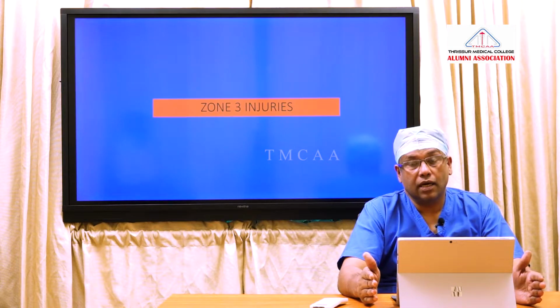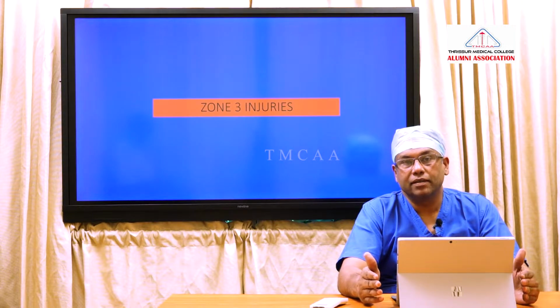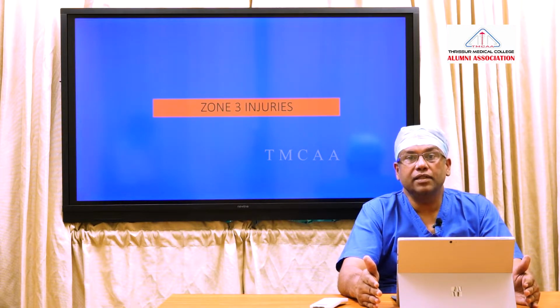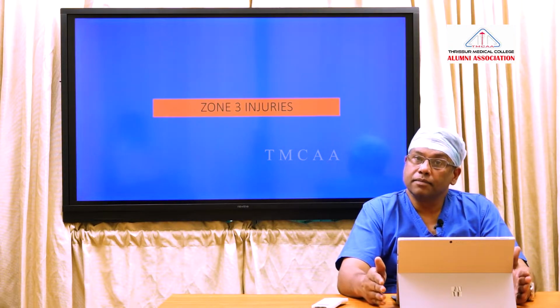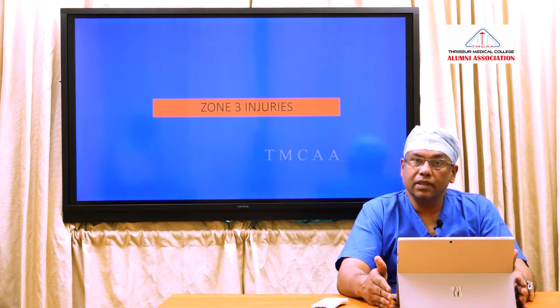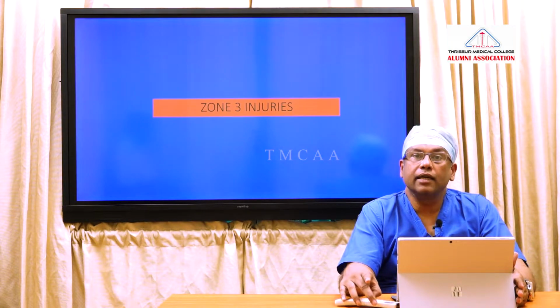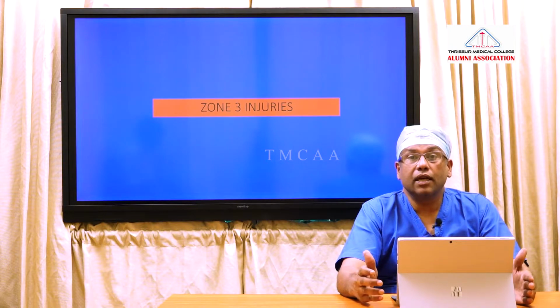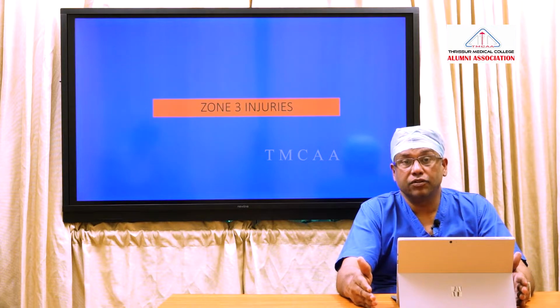Zone 3 injuries are the mediastinal injuries, and the moment I say mediastinal injuries, you will be aware that we are talking about a very serious zone, isn't it? So mediastinal injuries are basically injuries related to the trachea, bronchus, the large vessels, aorta, and the injuries in relation to the heart and the pericardium.